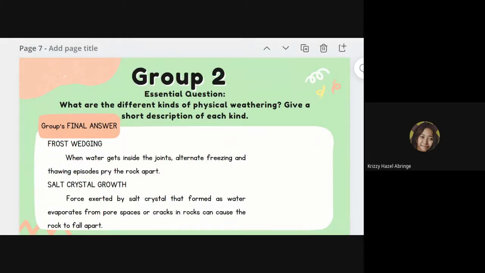And also, I would like to add that frost wedging and salt crystal growth fall under physical weathering, since in the process of physical weathering, rocks are only physically broken into smaller pieces due to force. Based on what we explained earlier in the definitions, frost wedging is the repeated expansion and contraction of water, and salt crystal growth is the pressure from the growth of the crystal. So there's only force. So this is under physical weathering, since the rocks are being weathered without any alteration of their chemical composition. Thank you.